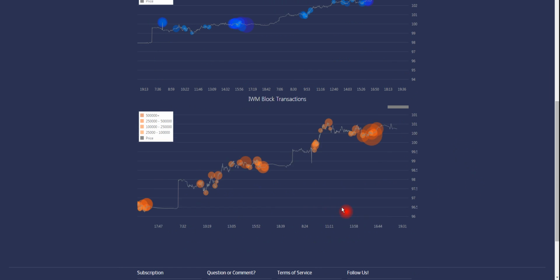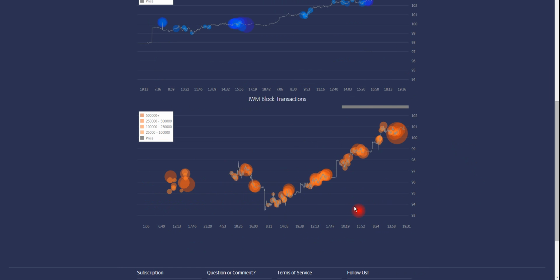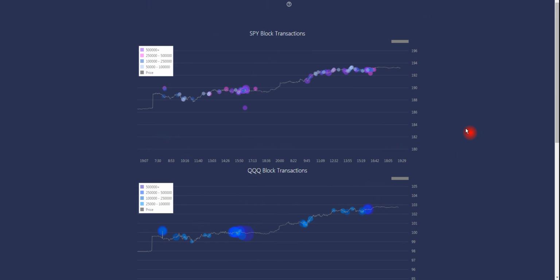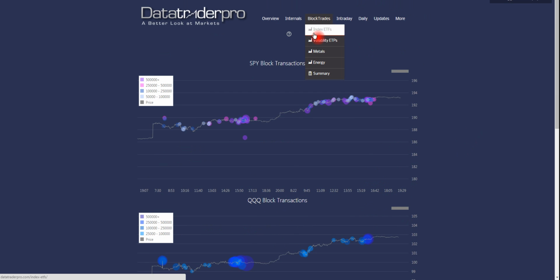Now, IWM gets interesting here, because IWM has had a big move off the low, and we've got some big prints for IWM. It's a fairly big print if it were on SPY, but it's quite a big print on IWM, 1.6 million shares. We'll go to the summary page to confirm these in a minute.